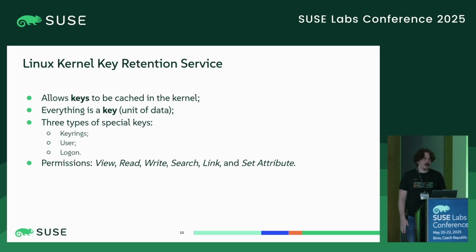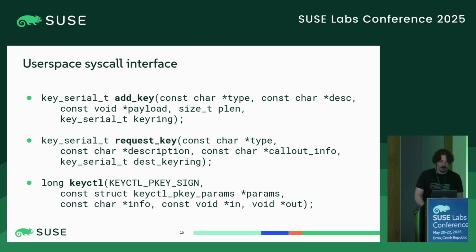There are several types of keys. There can be asymmetric keys, trusted keys, and user keys, which are basically format independent and opaque in that sense. So OpenSSH uses this to store your password; there's an option to do that. Keys have a few permissions: view, read, write, search, link, and set attributes, which covers the group ID and the user ID. It is controlled by a syscall interface.